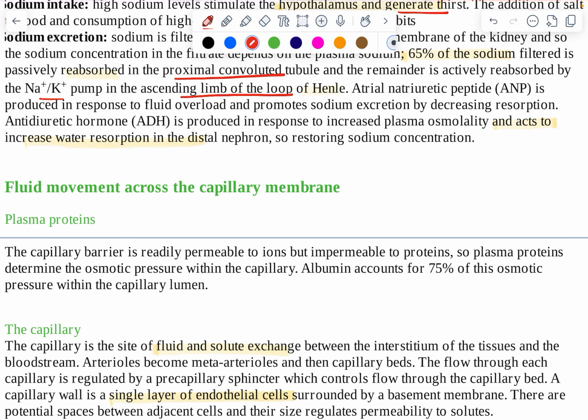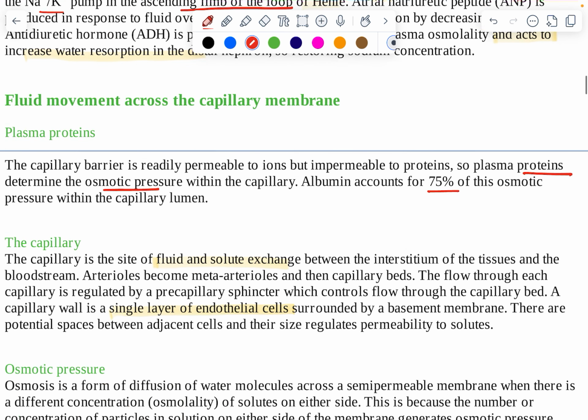Fluid movement across the capillary membrane. The capillary barrier is readily permeable to ions but impermeable to proteins, so plasma proteins determine the oncotic pressure. Albumin accounts for 75%. The capillary is the site of fluid and solute exchange between the interstitial tissue and the bloodstream. Arterioles become metarterioles and then the capillary bed. The flow is regulated by the precapillary sphincter. The capillary is a single layer of endothelial cells.